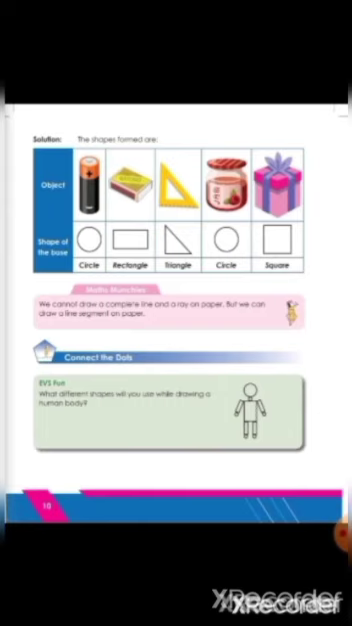Set square. The basic shape is triangle. Jam bottle. The basic shape is circle. Gift box. The solid shape of this box is cube and the basic shape is square.